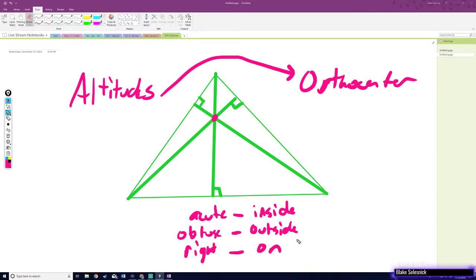And not only on the triangle, it's going to be here. Let me do another new color so we can see. It's going to be right here.